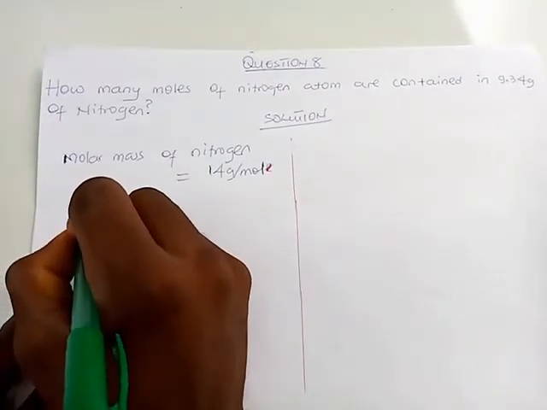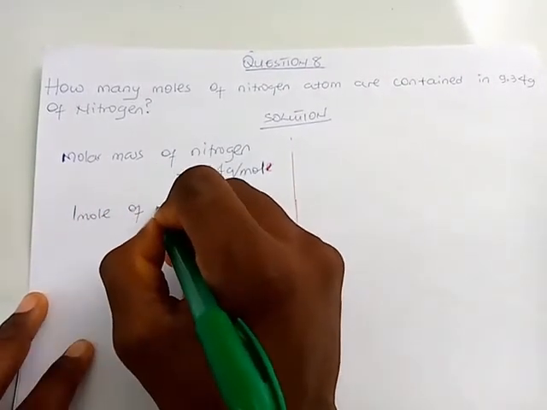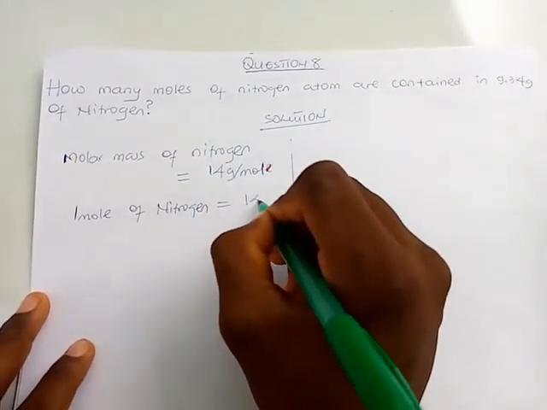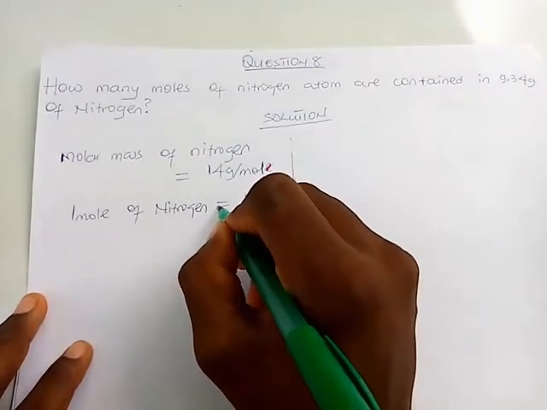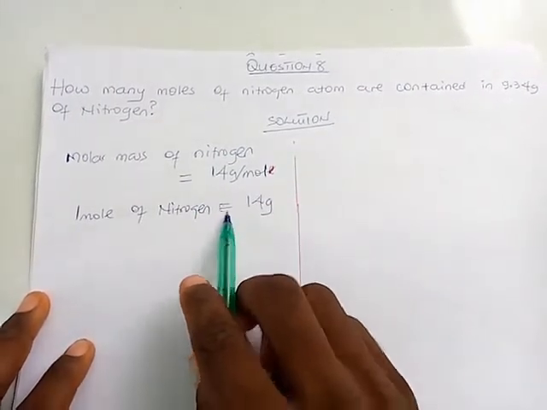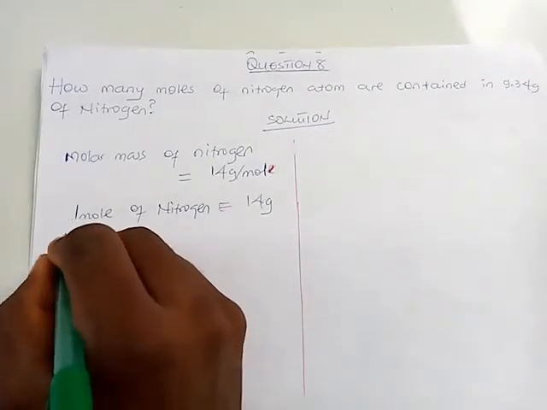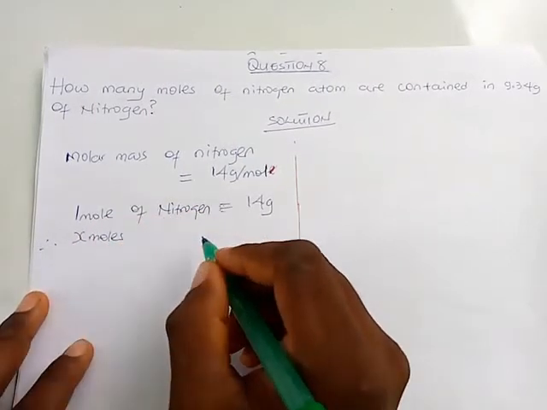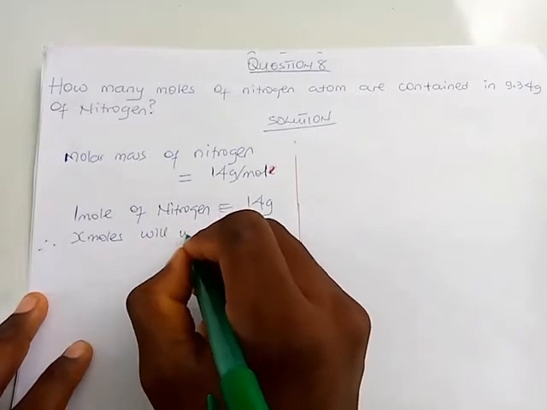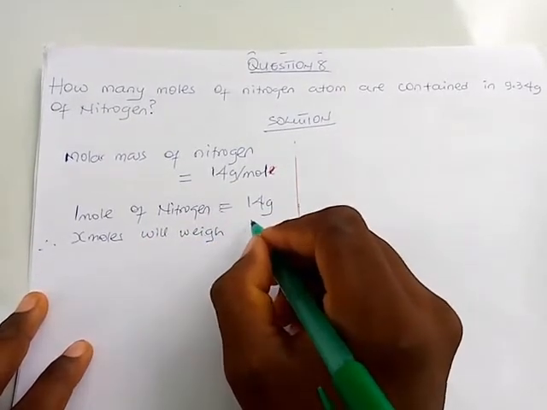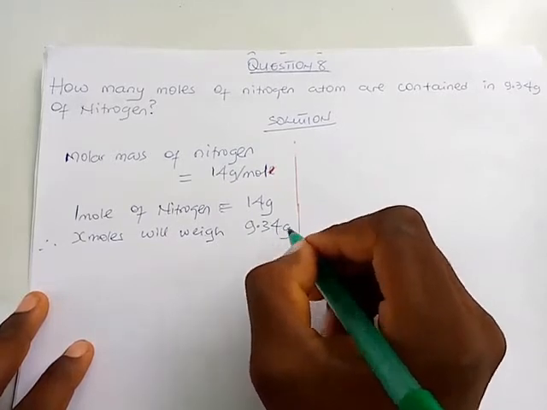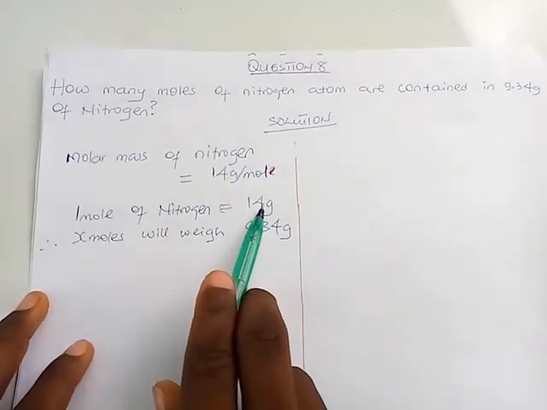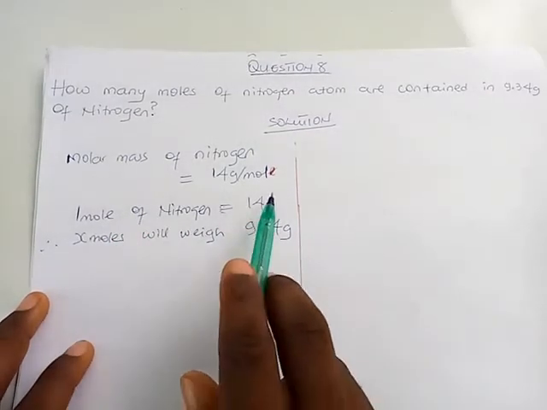So we know that 1 mole of nitrogen weighs 14 grams. Yeah, by this I mean weighs. Trying to use it to represent that. Therefore, how many moles, as I'm using x moles now, will weigh 9.34 grams? So if I want to do that, I have to multiply this with this and divide by 14. This to this, divide by 14.